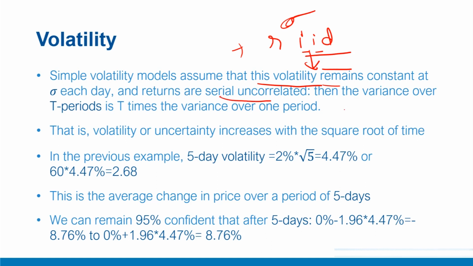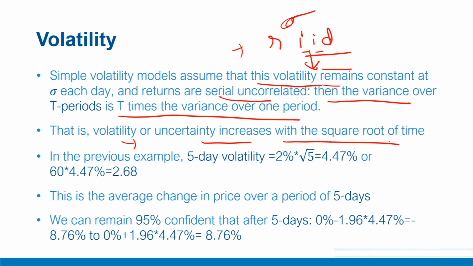If these properties hold, then a resulting property is that variance over t periods is t times the variance of one period, or in other words, volatility, when measured through standard deviation, increases with the square root of time. Let's understand what it means. In the previous example, we said that daily volatility was 2%, and we want to convert it into 5-day volatility, which means 5 periods. So we multiply the standard deviation value of 2% by the square root of the period t, which is 5. So we get a value of 4.47%, or in dollar terms, $60 times 4.47%, which is 2.68.